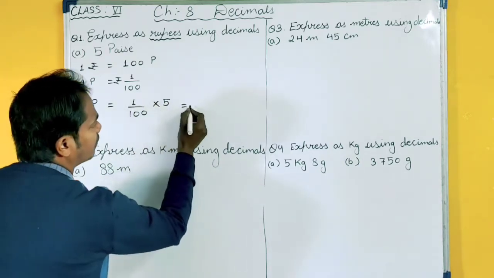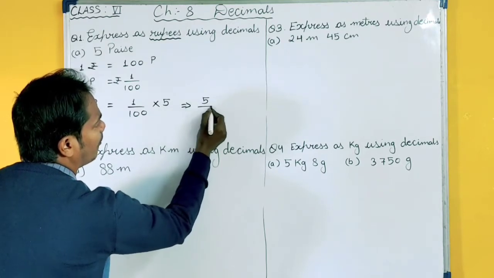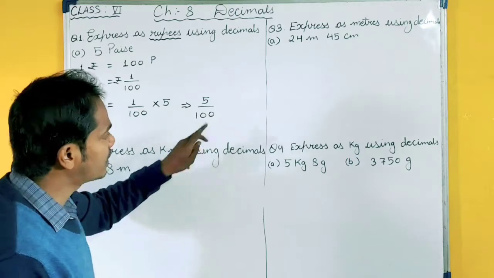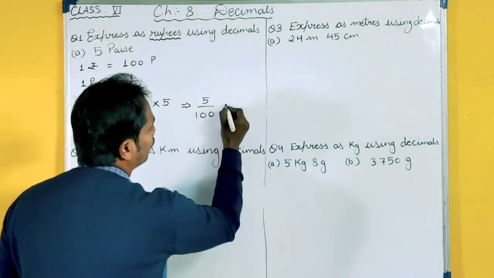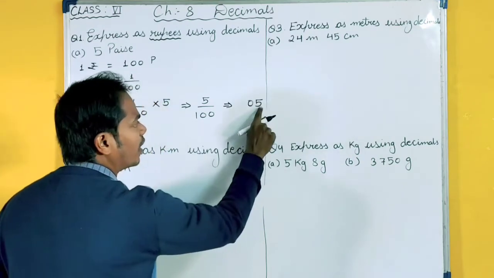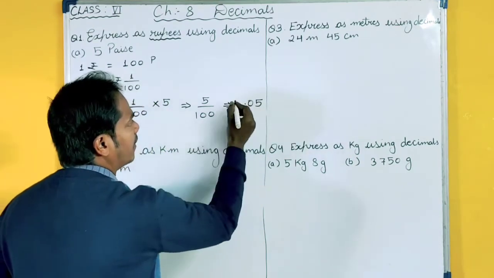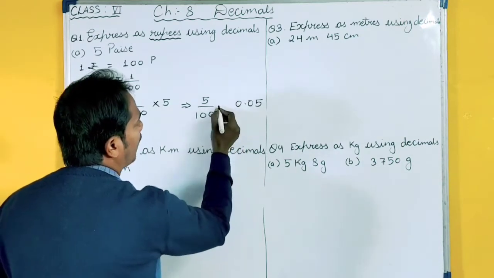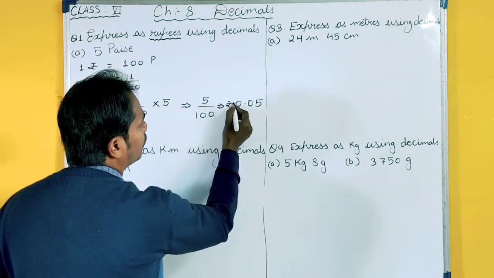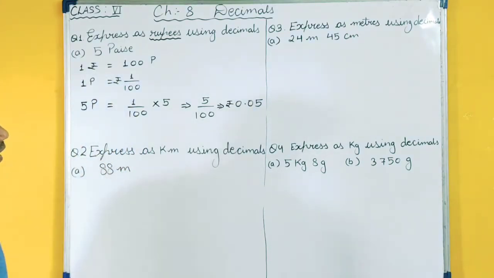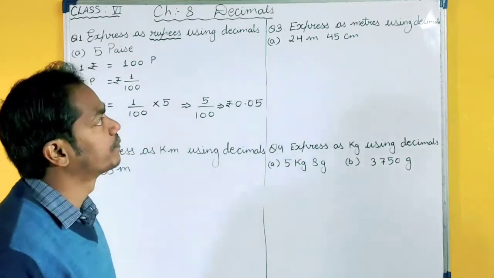5 ones are 5 upon 100. This I have already explained. 2 zeros are there in the denominator. So from your right hand side you will count 2 values, 1, 2, and mark the decimal. So this is your solution. 5 paisa is equal to 0.05 rupees.